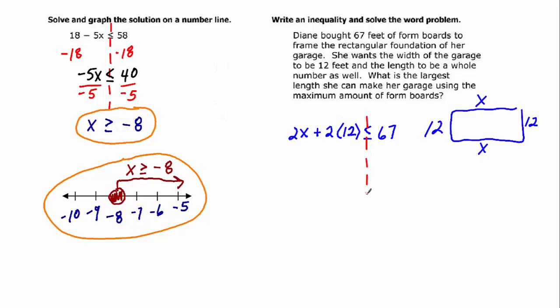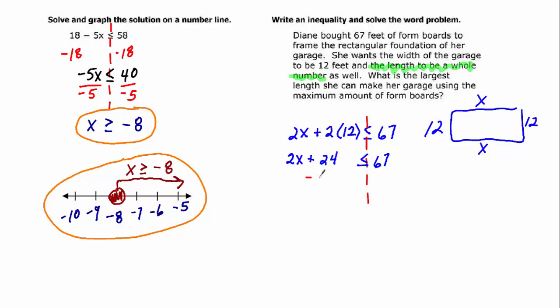Okay, here we go. We're going to keep in mind again, she wants the length to be a whole number. Keep that in mind when we get to the end of the problem. If you get an answer that's a decimal or a fraction, you got to go one step further and get it to a whole number. So right now, let me just simplify my inequality slightly. 2x plus 24, that's my 2 times 12, less than or equal to 67.